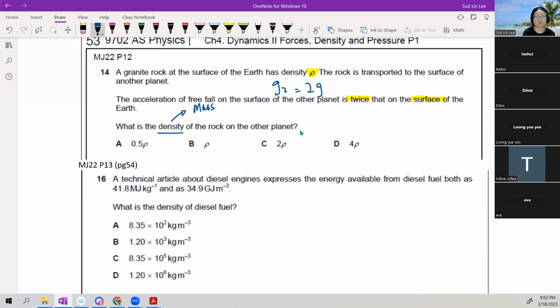Did the mass change? No. I'm assuming that the rock is not being compressed or the volume relatively didn't change. So the density remains constant. Don't let them fool you. The only thing that is 2 times is the weight. Okay. So acceleration of free fall only affects forces or the weight, not mass. There.